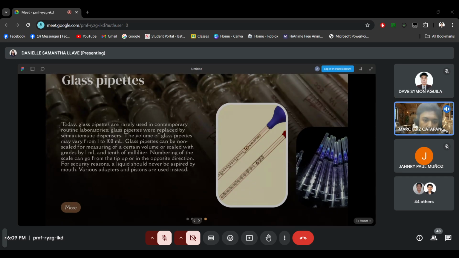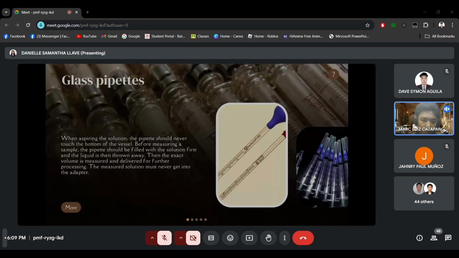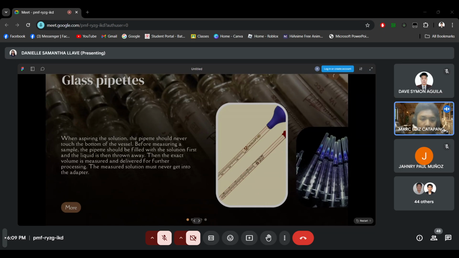For security reasons, a liquid should never be aspirated by mouth. Various adapters and pistons are used instead. When aspirating the solution, the pipette should never touch the bottom of the vessel. Before measuring a sample, the pipette should be filled with the solution first and the liquid is then thrown away. Then the exact volume is measured and delivered for further processing. The measured solution must never get into the adapter.